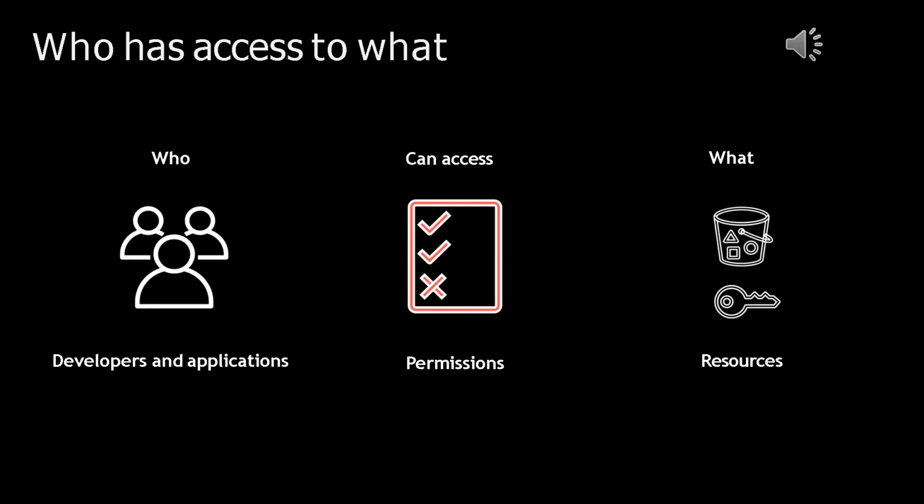Before we go into the permission model, let's first talk about one key concept, which is who has access to what. The who consists of the workforce users that are operating in AWS, such as your engineers, developers, and also your applications. Then we have the what. This includes things like your buckets or your secrets stored in your secrets manager. So then right in the middle we have our permissions, and this allows us to connect the who and the what together.